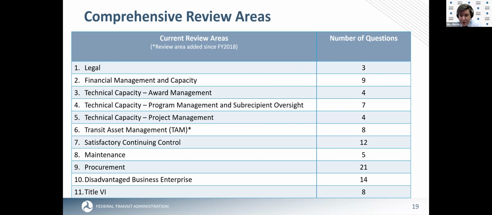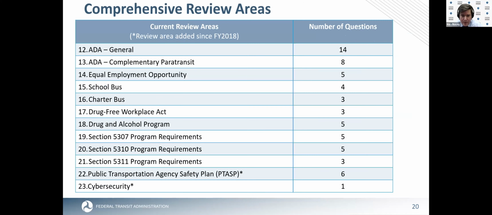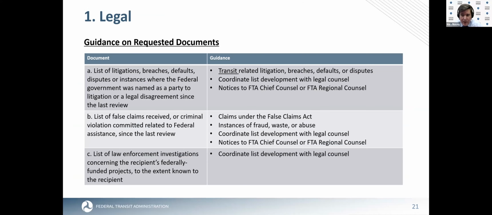So there are actually 23 areas that are being reviewed this go round, and I'm not going to go over all of them here, but I just wanted to point out a couple new ones that have been added since 2018. The new ones are Transit Asset Management, Public Transportation Agency Safety Plan, PTASP, and also cybersecurity. So 23 different areas that are being reviewed. And we'll go ahead and start with the legal section, the first section.